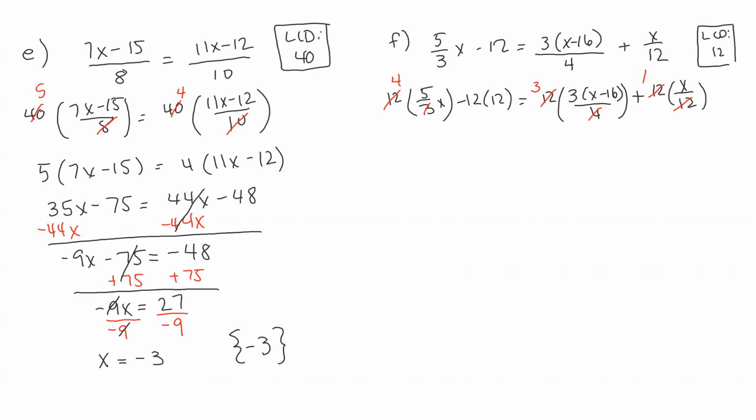So let's clean things up. For the first term, I get 4 times 5x, or 20x. The second term, I just get negative 12 times 12, so I get negative 144. Now in the third term, be careful. We have this 3 where the 12 and the 4 reduce, but we also have the 3 in front of the parentheses. I'm going to start by multiplying those 3s, and I'm going to get 9 times what's in parentheses, (x minus 16). And then finally, in the last term, I just get 1 times x, or plus 1x.